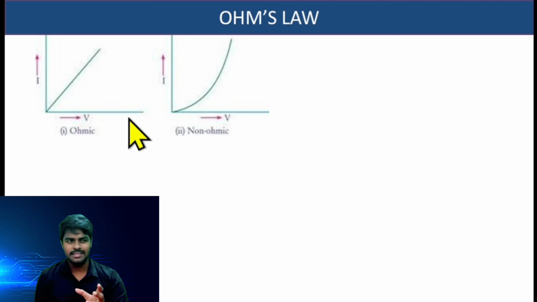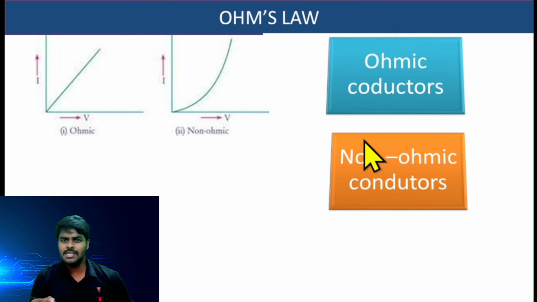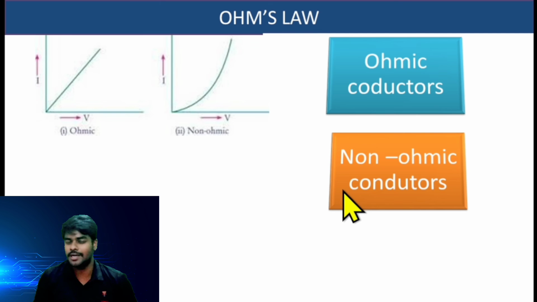But the graphs are not the same, right? One is a straight line and the other is a curve. Why? What is the reason for that? Based on Ohm's law, materials are classified into two types: ohmic conductors and non-ohmic conductors. What is the meaning of ohmic conductors and non-ohmic conductors?